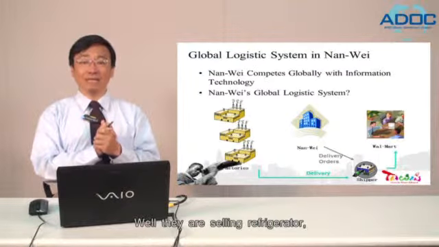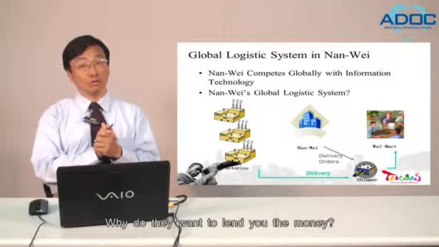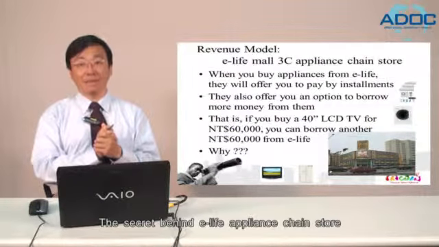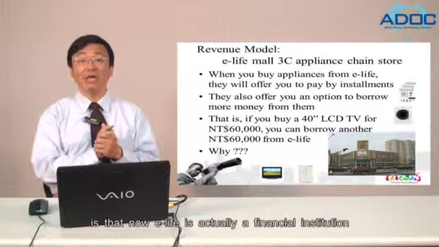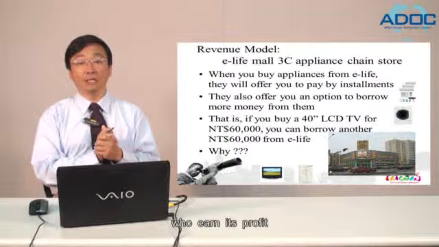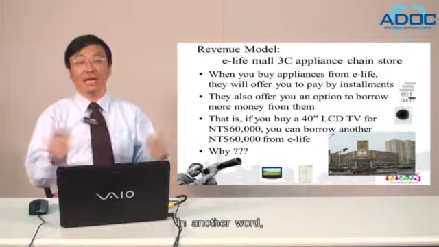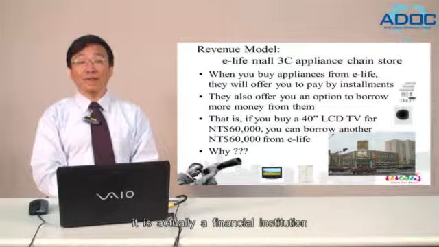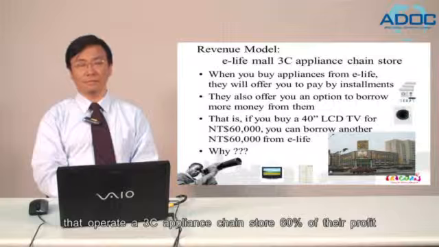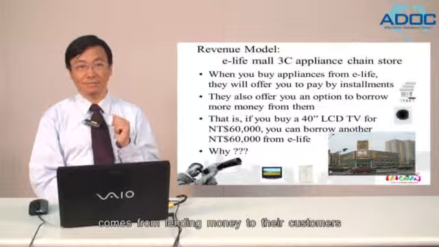Well, they are selling refrigerators, they are selling televisions. Why do they want to lend you the money? The secret behind the eLife appliance chain store is that eLife is actually a financial institution that earns its profit through lending money instead of selling appliances. In other words, it is a financial institution that operates a 3C appliance chain store. 60% of their profit comes from lending money to their customers.